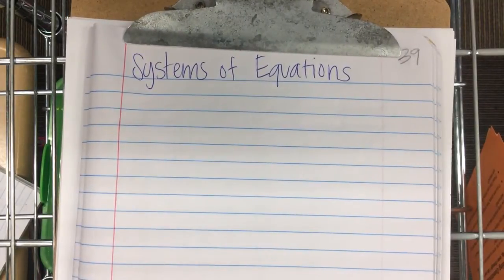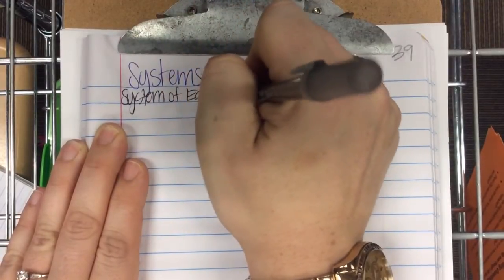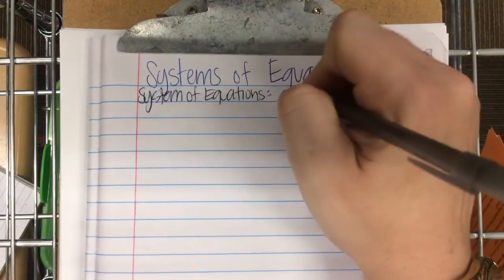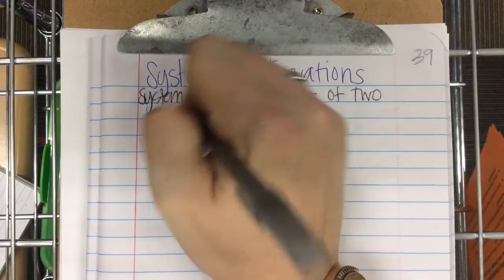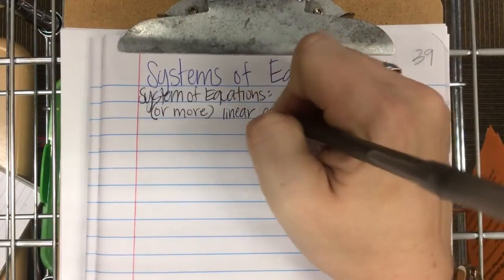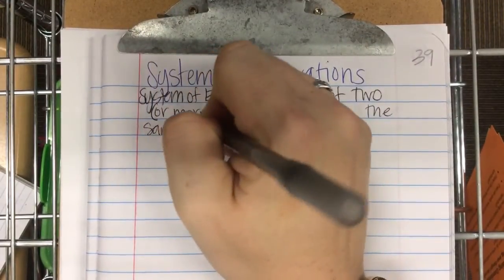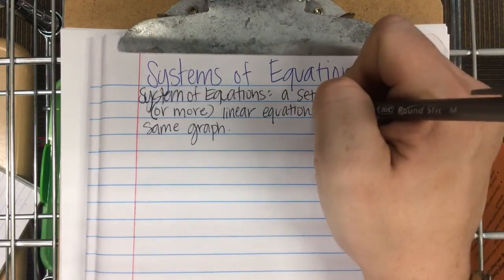So systems of equations. A system of equations, again, is very similar to a system of inequality, except instead of an inequality, it is an equation. So it's a set of two or more linear equations, so they have to make a line on the same graph. So they're equations, right? They're not inequalities.